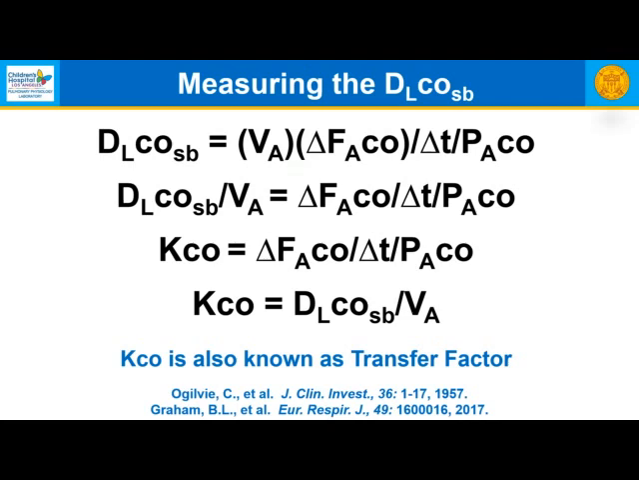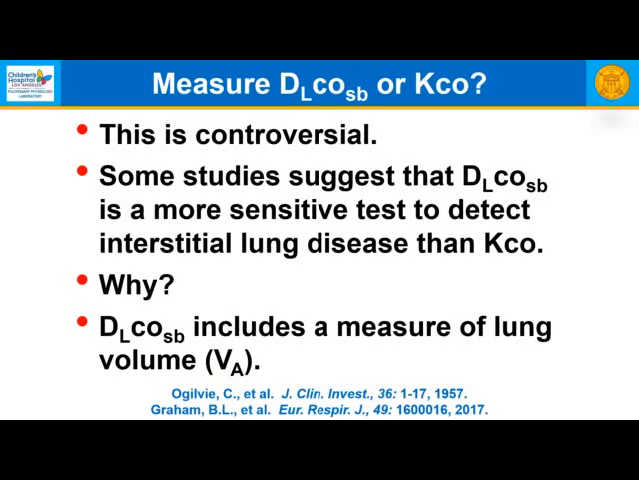Measuring the diffusing capacity, oftentimes people divide the diffusing capacity by lung volume. So the larger the lung volume, the larger your diffusing capacity. But we have better ways to measure lung volume. So we're often interested in the diffusing capacity corrected for VA, or the so-called DL over VA. In some places, especially in Europe, this is called the KCO, or transfer factor. It simply equals the diffusing capacity divided by VA. Should you measure the DLCO or the KCO?